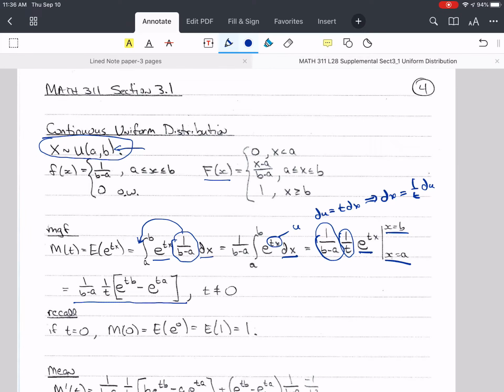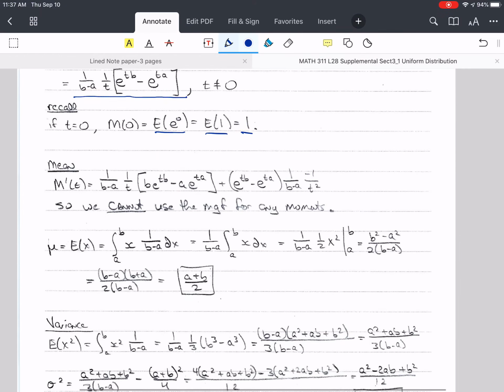If t is equal to 0, then we can come back to here and substitute in 0 before we integrate or do anything. And so what happens is we end up with the expected value of e raised to the 0, which is the expected value of 1. The expected value of any constant is itself, which is 1. Okay.